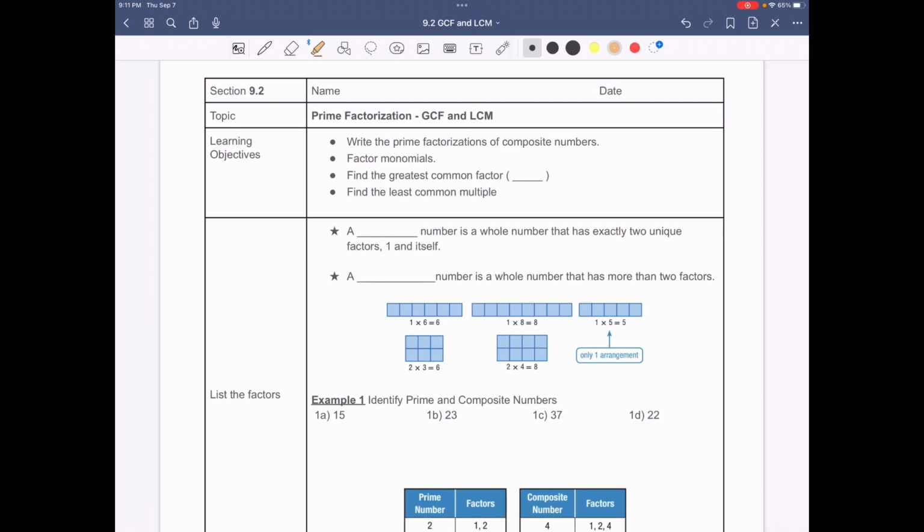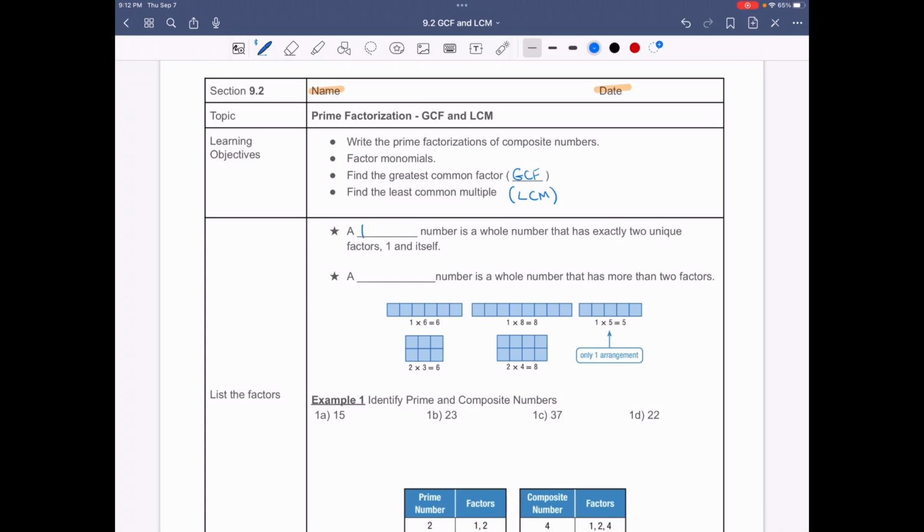Today we're covering 9.2, prime factorization of greatest common factor and least common multiple. Please put your name and date on your notes. Your learning objectives today are to write the prime factorization of composite numbers, factor monomials, find the greatest common factor, the GCF, and find the least common multiple, which is the LCM.